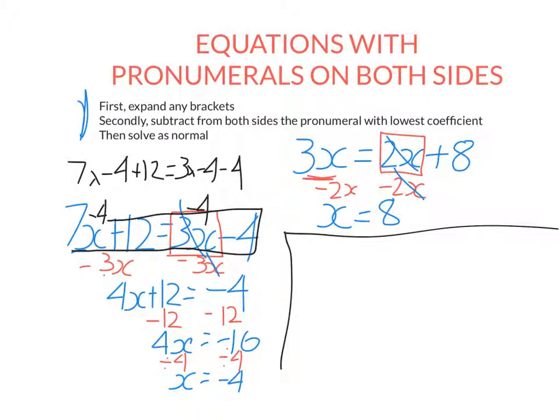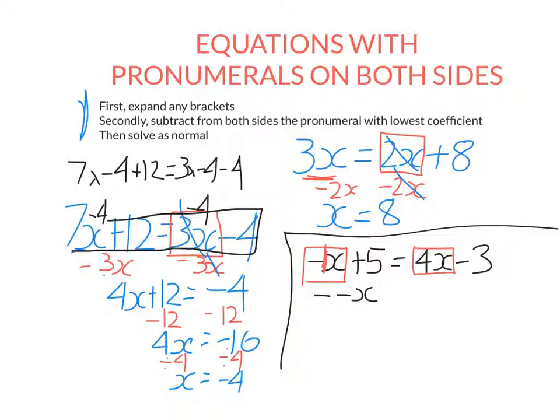So let's look at another example. Let's try this equation here. Minus x plus 5 equals 4x minus 3. We're not going to do this any differently. There are no brackets to expand. We're going to subtract the x with the lowest coefficient. This x has a coefficient of minus 1. If it's not written in front of the x, it's a 1. And there's a minus as well. This x here has a coefficient of 4. Minus 1 is lower than 4. So what I'm going to do is subtract minus x or minus 1x from both sides.